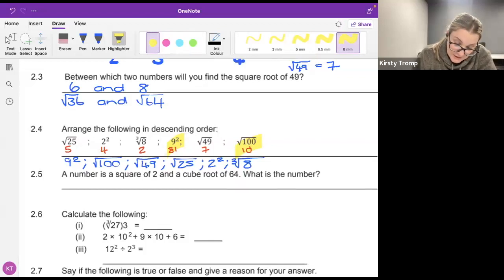After that, I get 7. So square root of 49. Then I get 5. So square root of 25. Then I get 4. So 2 squared. And finally, the cube root of 8, which is 2. All right, I hope that makes sense. Yes, it is important, guys, that you write it in the original notation.